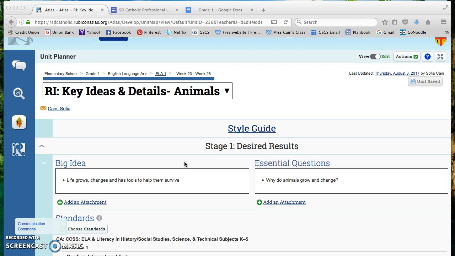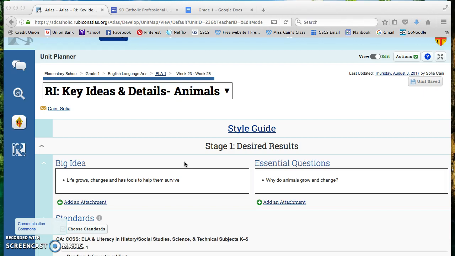For my big idea, I have life grows, changes, and it has tools to help them survive. So my big idea is focused around the topic I'm going to be studying and not necessarily the skills we are going to be learning. And then I wrote my essential question based off my big idea because I want my essential question to spark a discussion, to have multiple correct answers, and to answer my big idea. So my essential question is, why do animals grow and change? You want to make sure that when you're writing your essential question, it's open-ended and not a yes or no question.